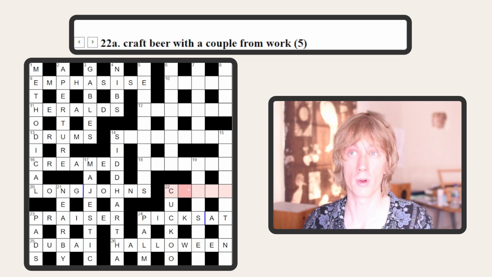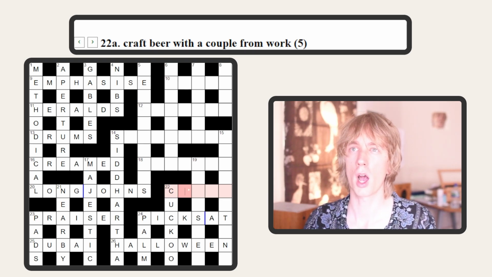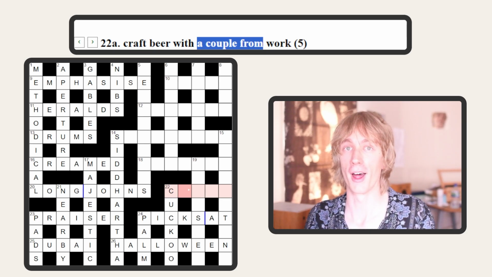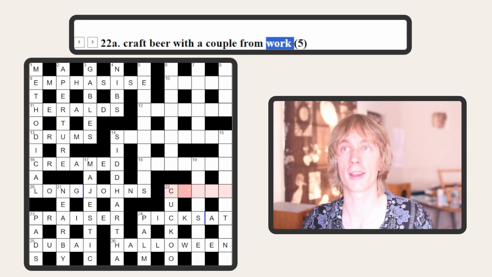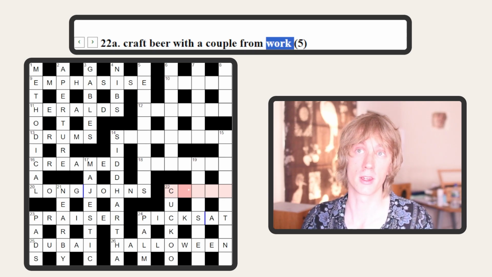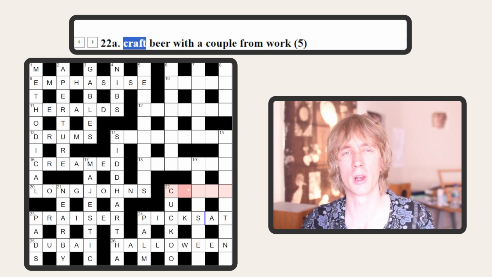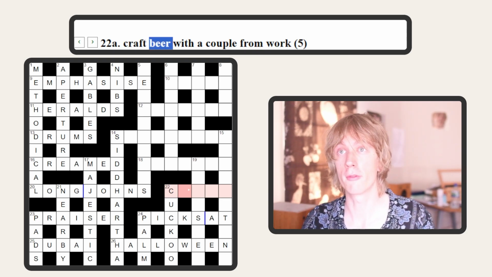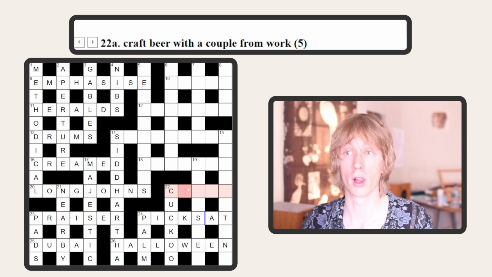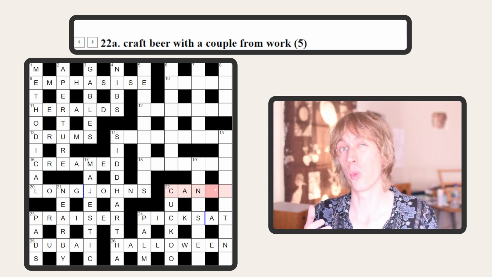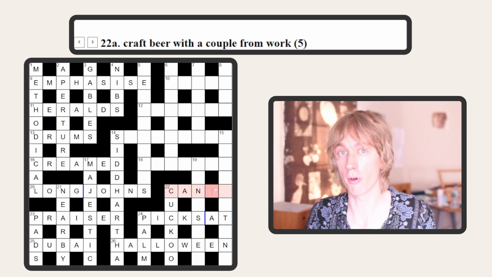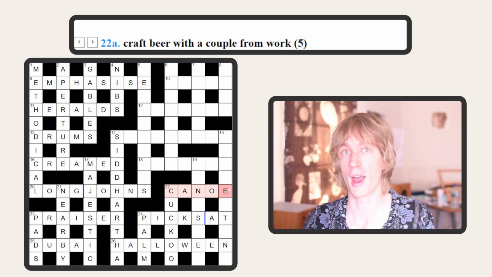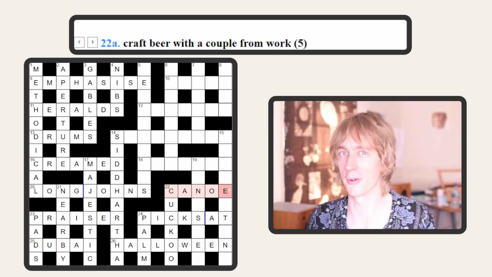We have craft beer with a couple from work. Now, "a couple from" is an indicator telling you to take a couple of letters from. And so we're going to find a word for work and take the first couple of letters, which means that our literal must be craft. So we're looking for a word for craft, and we're going to get there through beer with a couple from a word for work. Well, a beer can be a can, and then your work of art can be an oeuvre. So we take the first two letters of oeuvre, O-E, and we get canoe. And a canoe is, of course, a watercraft, a type of craft.